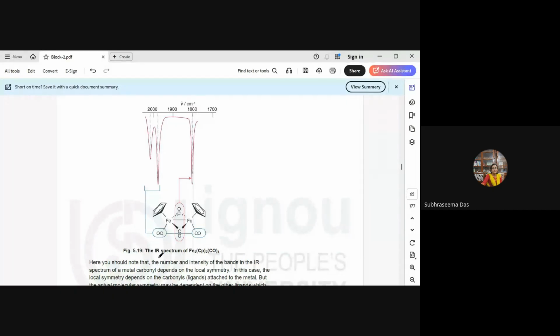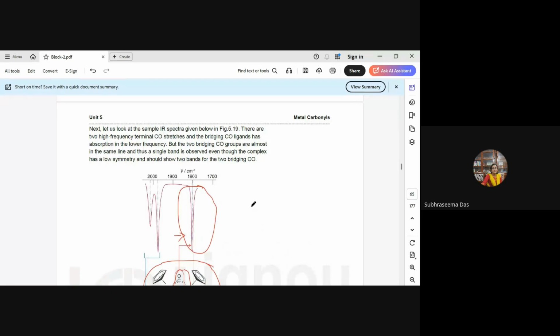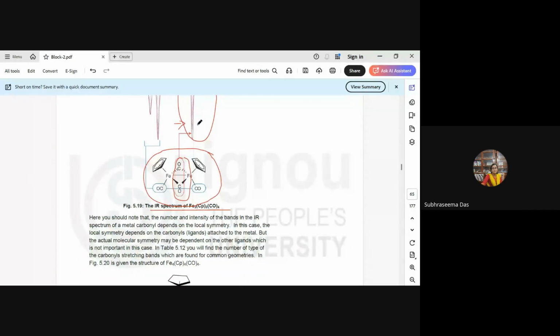In this figure 5.19, this is the IR spectrum of Fe2Cp2(CO)4. This is the structure of Fe2Cp2(CO)4. Here we have a bridging CO in this region. This is the group that is indicating the bridging CO, and the two COs are overlapped since they lie at the same frequency. They have been overlapped in this region.